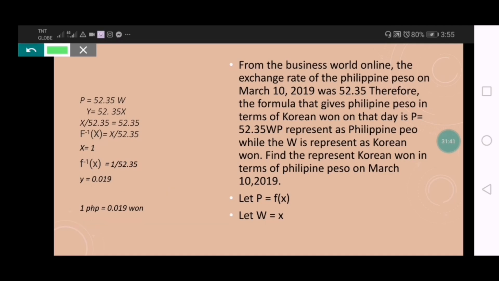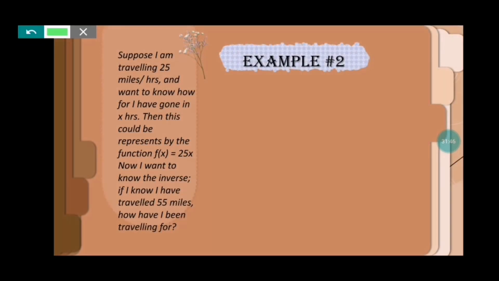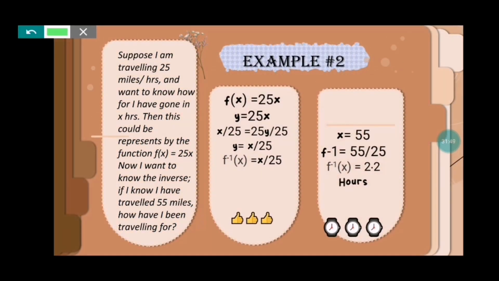Now, let's proceed to another problem solving. Example number 2. Suppose I was traveling 25 miles per hour and want to know how far I have gone in x hours. Then this could be represented by the function f of x is equal to 25x. Now, I want to know the inverse. If I know I have traveled 55 miles, how long have I been traveling? So, this will be our solution.